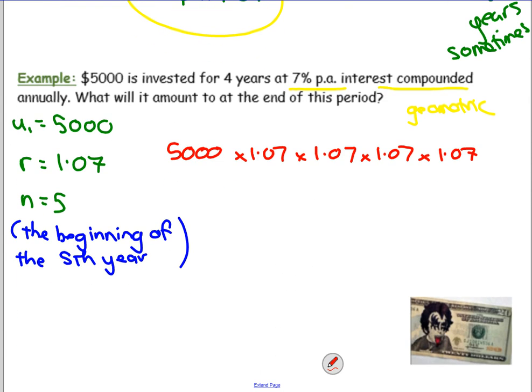Whatever works for you. So it would be u of n equals 5,000 times 1.07 to the power of 5 minus 1, or you could just put 4. That's okay, because you realise that this has to be multiplied 4 times. And do you get something like 6,500 something?